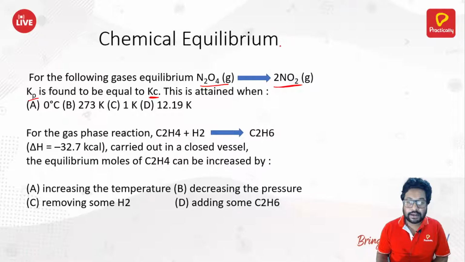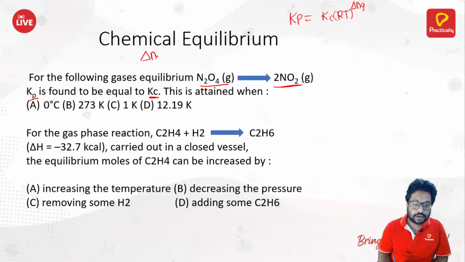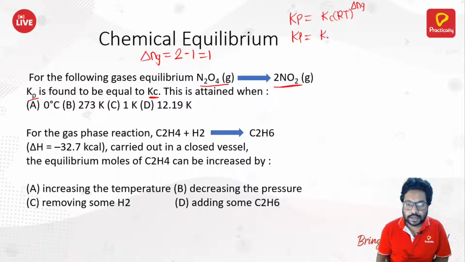Now, firstly, write what is the Kp and Kc relationship here. As we all know, Kp is equal to Kc (RT) raised to delta Ng. And what is delta Ng? Delta Ng is the number of moles of product minus the number of moles of reactant. The number of moles of product is 2, the number of moles of reactant is 1. So 2 minus 1 is equal to 1. Therefore Kp is equal to Kc (RT) raised to 1, which makes Kp equal to Kc RT.